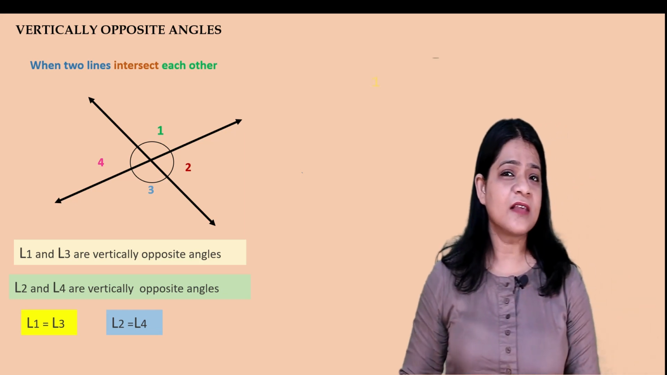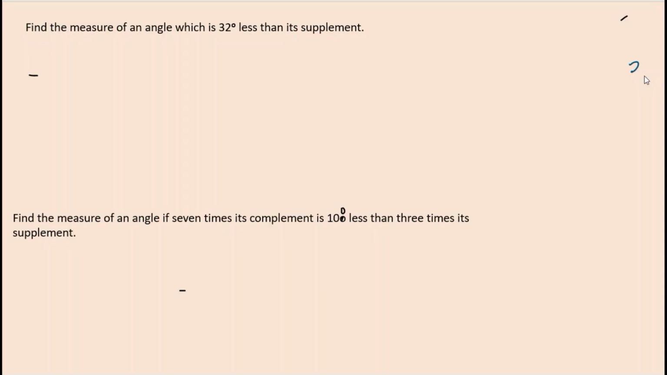So keeping these concepts and terminologies in our mind, let us try to solve 2 to 3 problems related to these terminologies. After that, in the next class, we will solve some complete problems related to this topic. The first sum is, find the measure of an angle which is 32 degree less than its supplement.